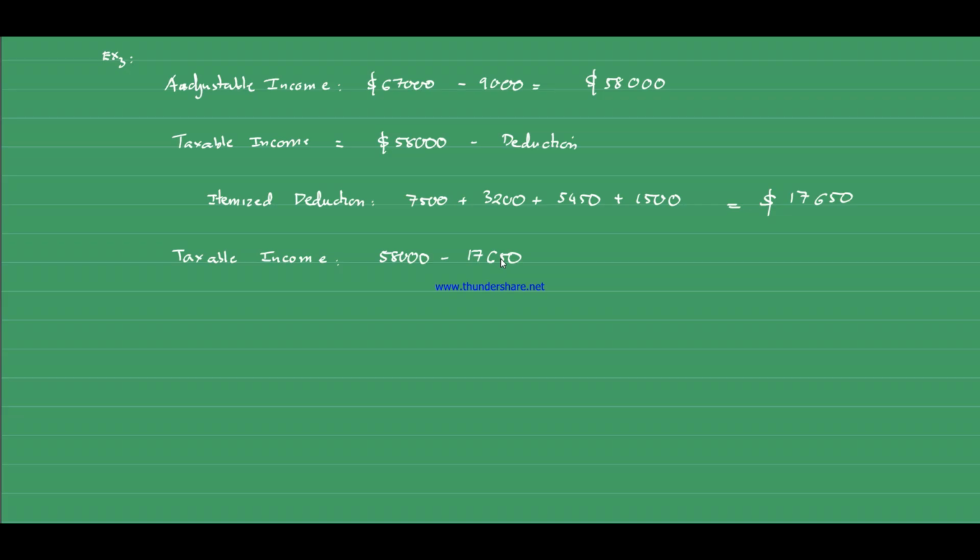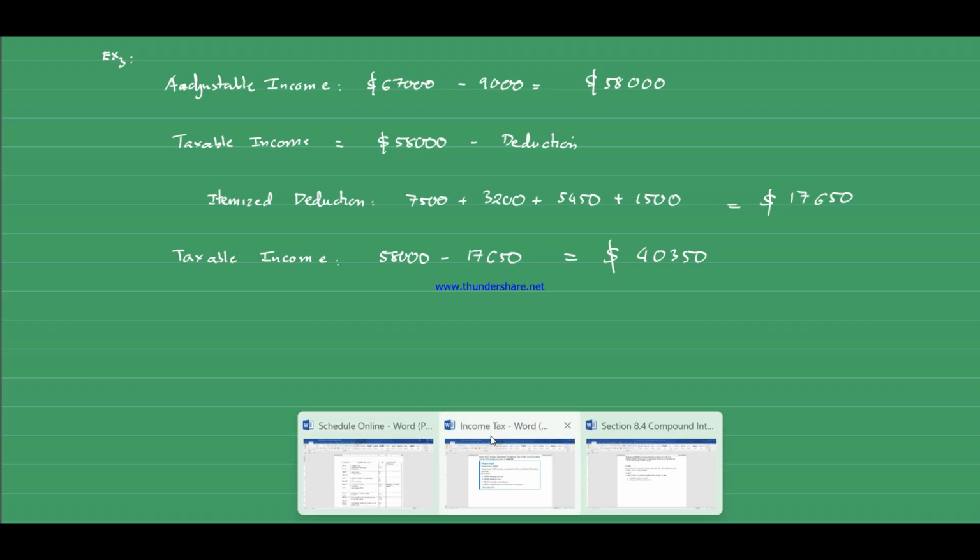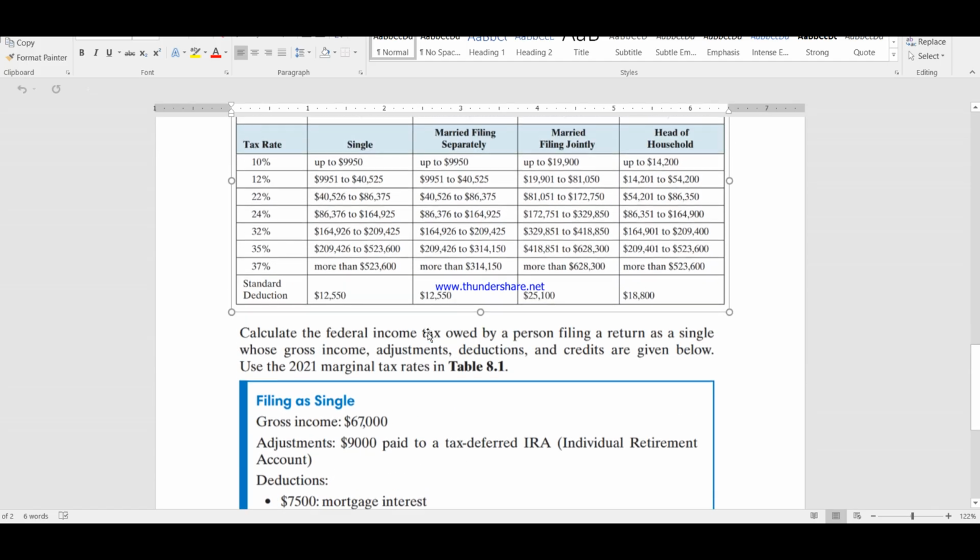Okay. So 58,000 minus 17,650 gives you $40,350. So that's this amount of taxable income, the amount of money the government taxes you on. Now we have to go back to the bracket and see how much you have to pay for the tax.